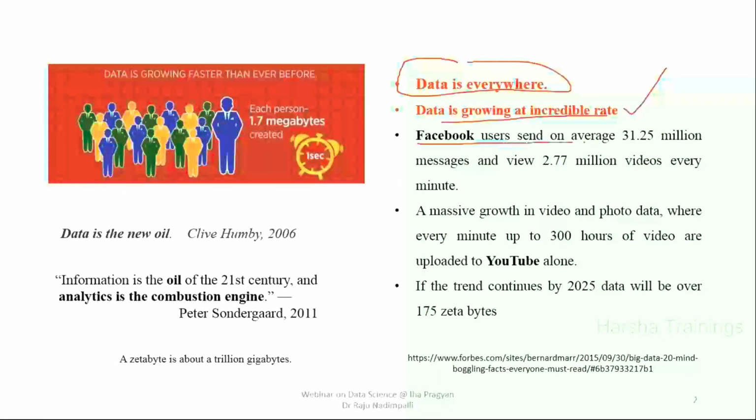Facebook users send on average 31.25 million messages and view 2.77 million videos every minute. This is the world statistics given by Gartner. Another example is YouTube, with massive growth in video and photo data, where every minute up to 300 hours of videos are uploaded. Per second, each person is creating 1.7 MB of data on the internet, according to Clive Humby, the statistician.